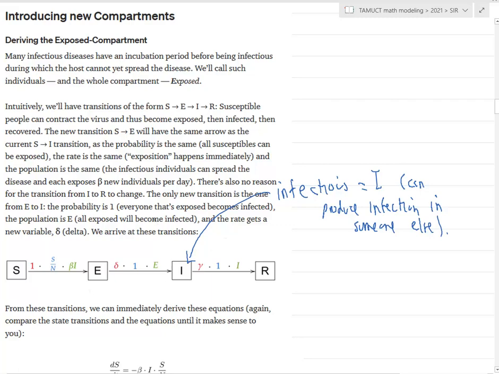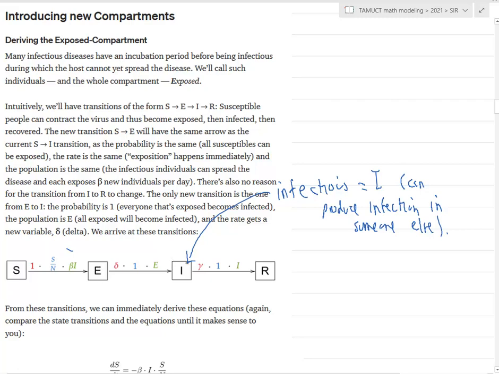So let's see if we can understand all these transitions. Okay. New transition will have the same arrow as S to I. Okay. So here we have the same. This is the same as we had before. There's no change here. So the new transition says that, in fact, there's a rate from exposed to infectious. So if you're exposed to the disease, you're not necessarily immediately infectious. And that rate is delta. So what this means is a proportion delta of exposed people become infectious every day.